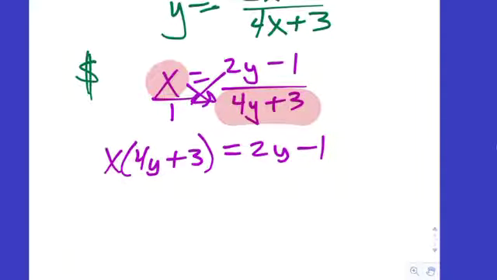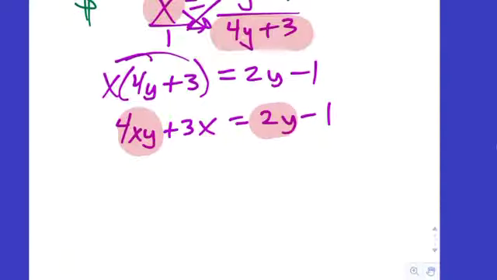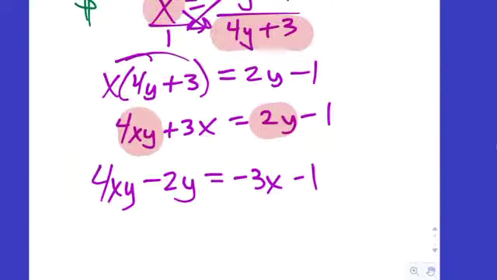Now we're trying to get our y terms together. So what I have to do now is distribute. You're going to have to expand. So you get 4xy plus 3x equals 2y minus 1. Now it's a matter of collecting your y terms on the same side. I've got one on the left and one on the right. Let's collect them on the left. So 4xy stays there. 2y comes across now, and it's minus 2y. On the right-hand side, the 3x will go over and becomes negative, and the minus 1 stays there.